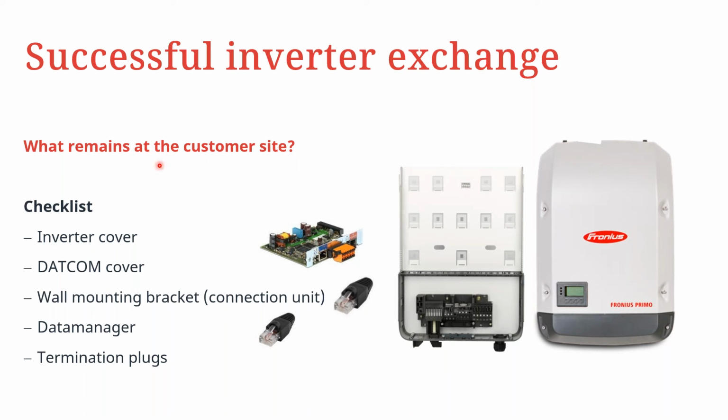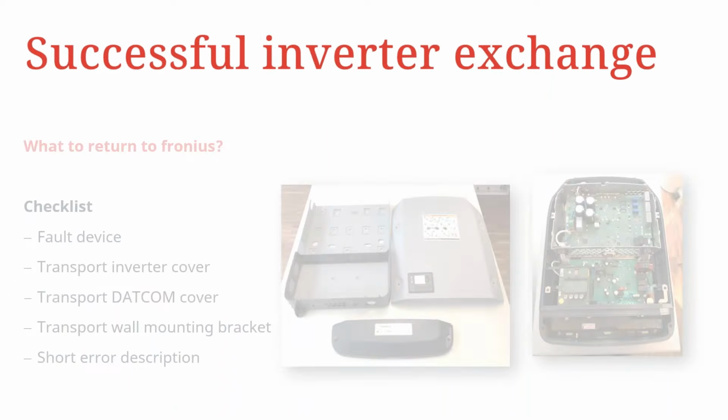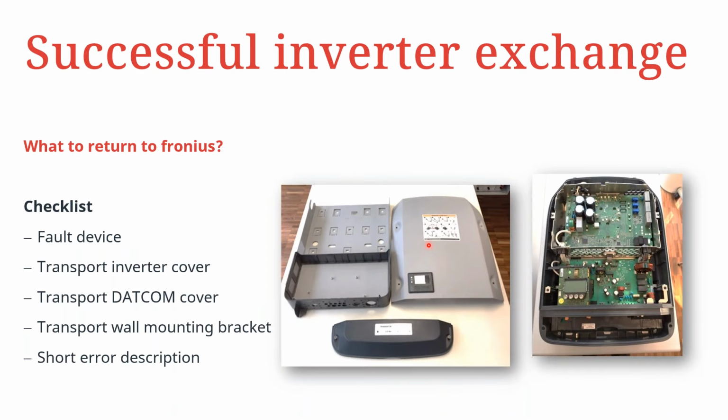So what remains at the customer site? Of course, with a working data manager, you'd have to leave it back at the site, along with the terminal plugs, the wall mount bracket, and the cover of the inverter. Once a successful exchange has been done, you can put back all the components together. But what returns to Fronius is basically all the faulty parts. Ensure that you leave the cover of the original or faulty inverter at the customer site. Great.